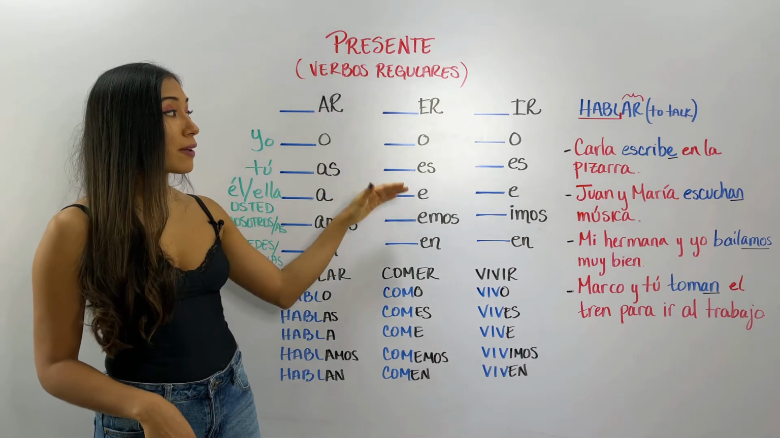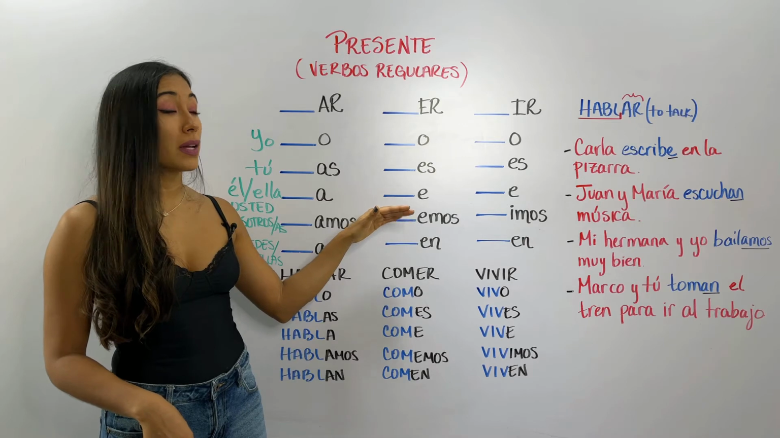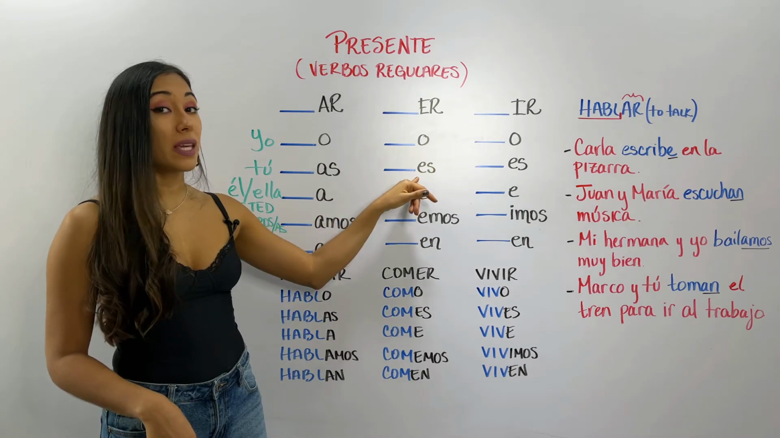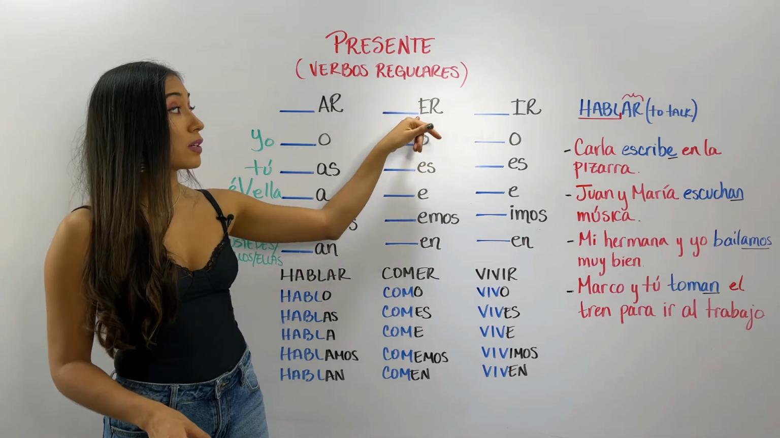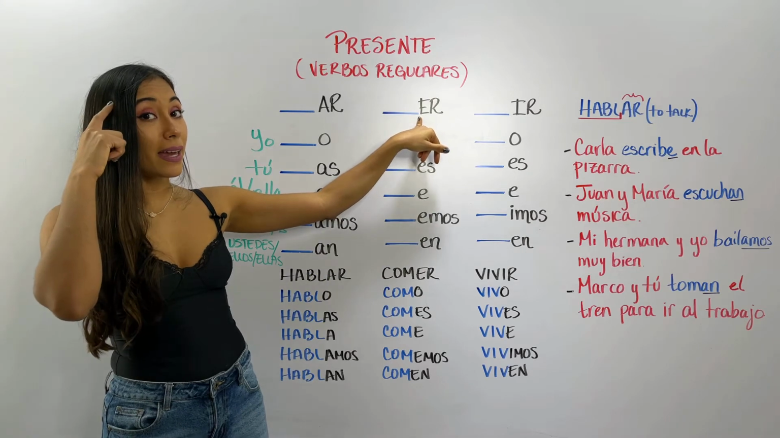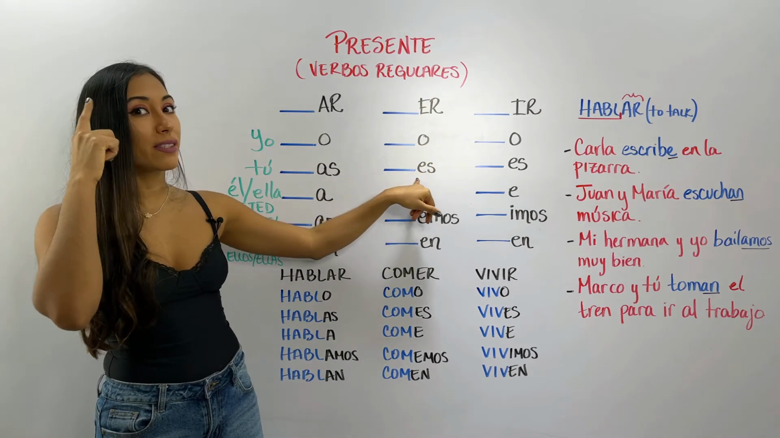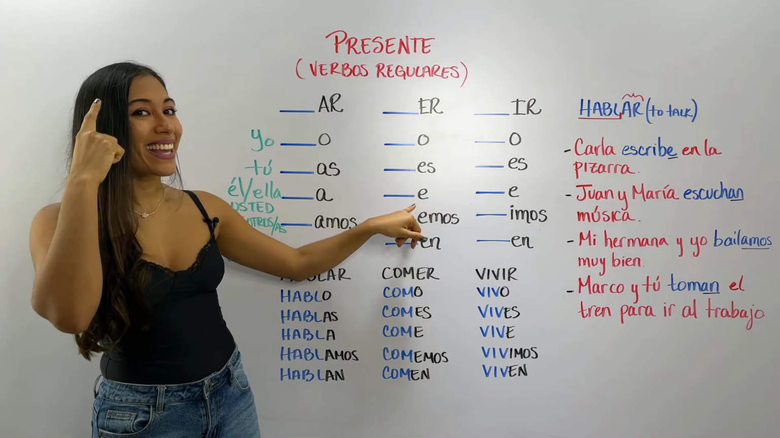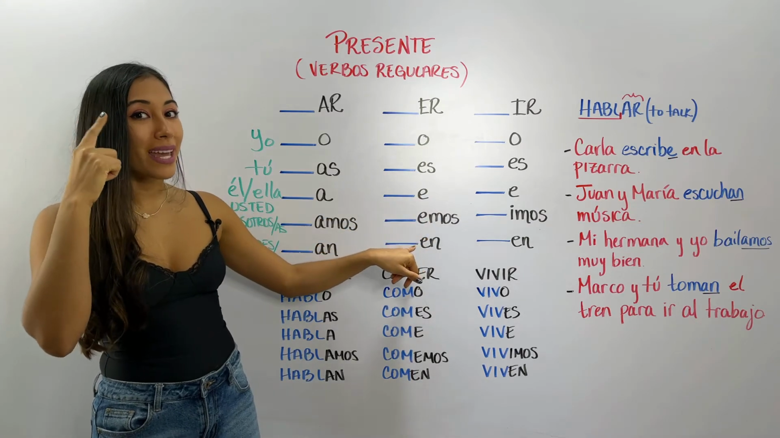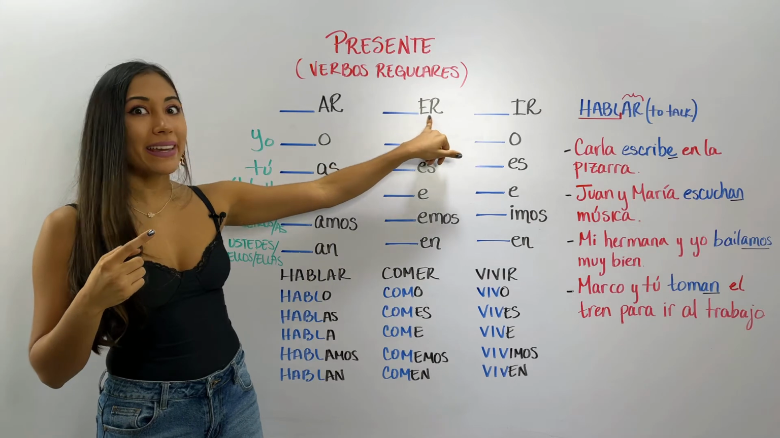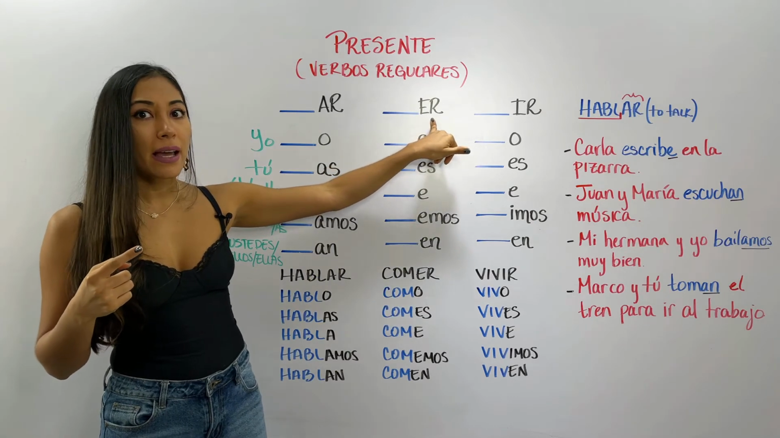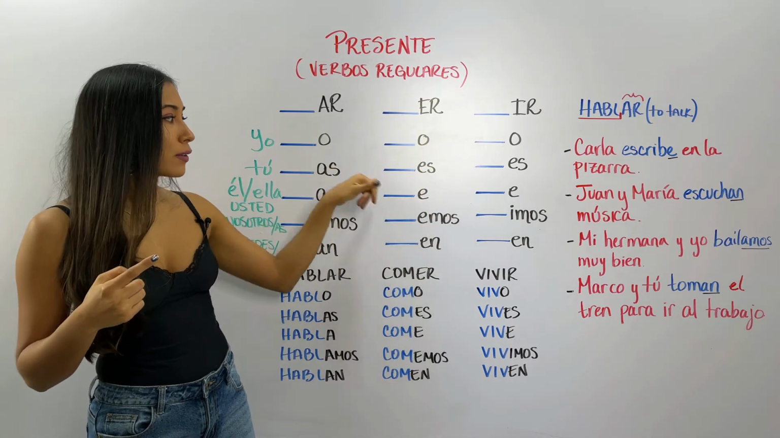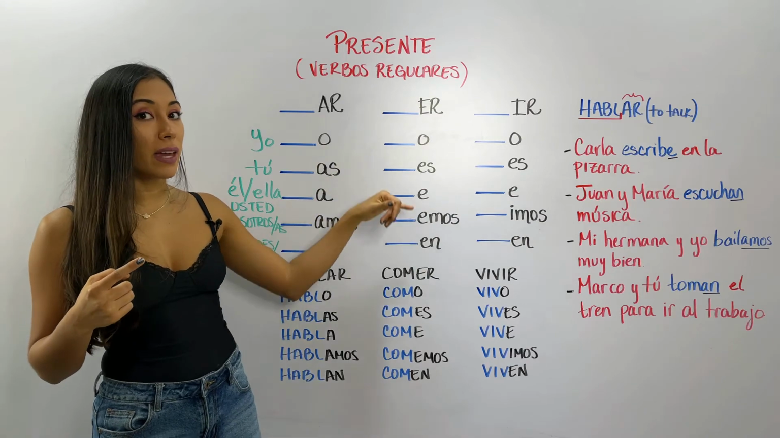And I do the same for ER verbs, but the ending is changing a little bit. Now it's an E de elefante, so it's not A anymore, it's es, e, emos, en, okay? ER verb, ere, E de elefante. So where before I had the A, now I have the E.